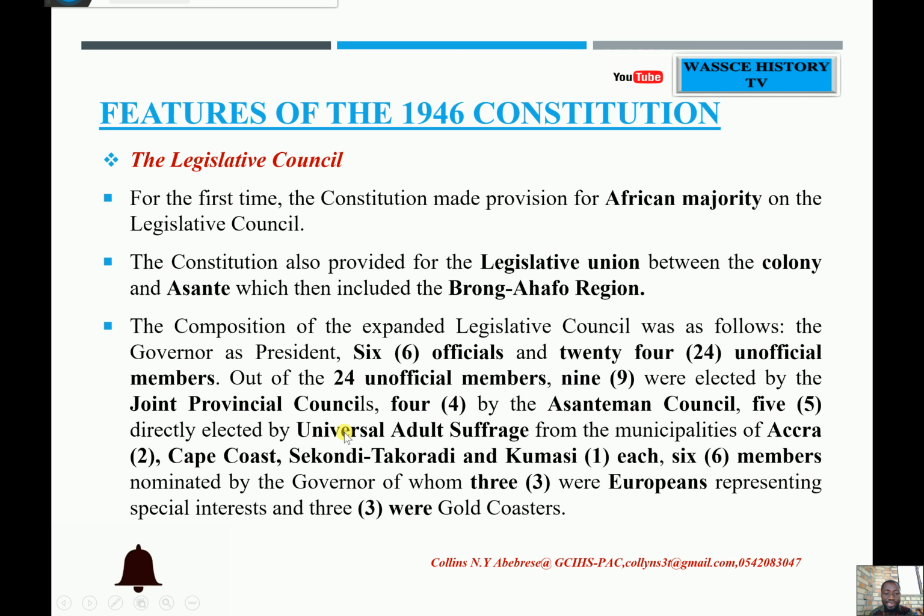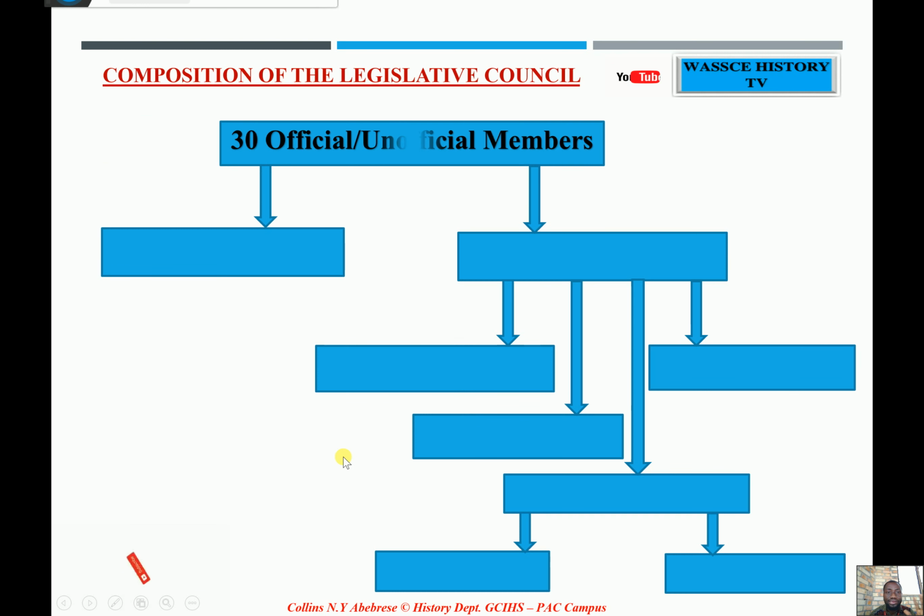Now 5 will be directly elected by universal adult suffrage from the municipalities of Accra, which would have 2 members, and then Cape Coast, Sekondi, and Kumasi, which have 1 each. Then 6 members nominated by the governor, of whom 3 were Europeans representing the 3 special interests: mining, banking, and other commercial areas. Let's look at the breakdown in the diagram so that we don't get confused. So 30 members in the Legislative Council, including the governor, making them 30.